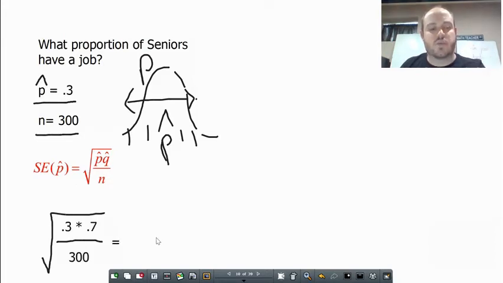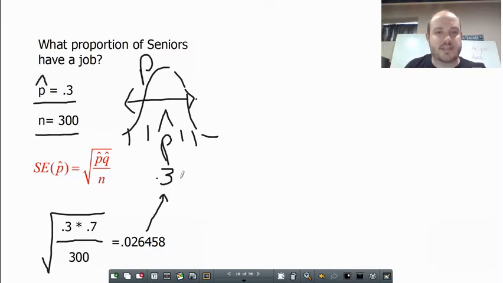And you can see there I got the square root of 0.3 times 0.7 over 300. When you plug that in your calculator, you should end up getting 0.026458. In other words, about a 2.6% standard error. So our standard error means basically that when we start here at our p hat of 0.30, we are going to add this number twice to get 2 standard deviations away. And then we're going to subtract that number twice to get 2 standard deviations in that direction so that we have an interval to look at here, okay?